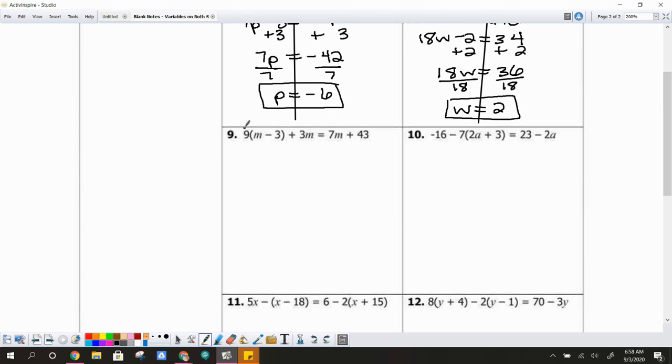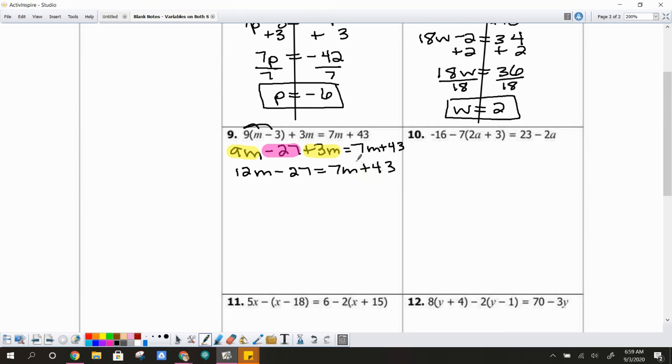All right, for number 9, you have to distribute 9m minus 27 plus 3m equals 7m plus 43. So I have some terms to combine here. I've got a negative 27, and I also have a 9m and a 3m. So I'm going to go ahead and combine my m terms. So 9 plus 3 is 12m minus 27 equals 7m plus 43.